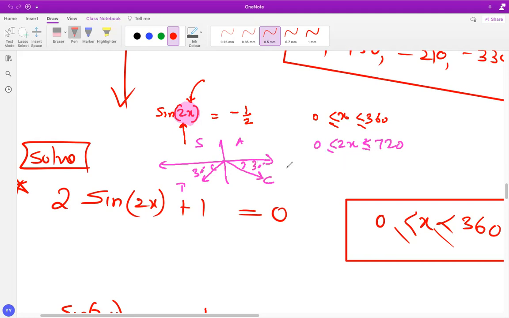Now I start the measurement. The first measurement is 210, so the 2x value that I got is 210. The next value is 330. So these are the two angles from 0 to 360.